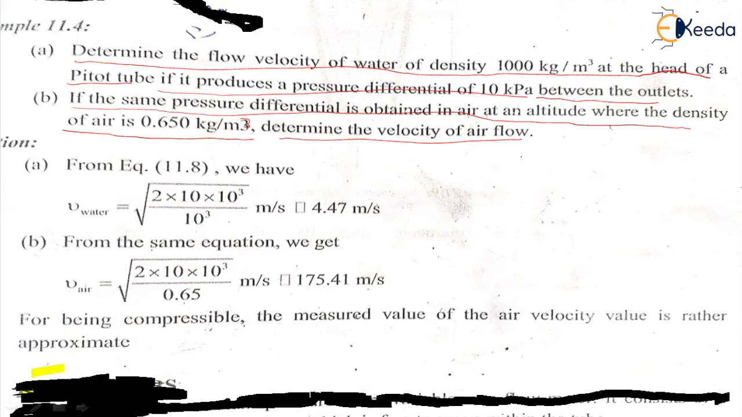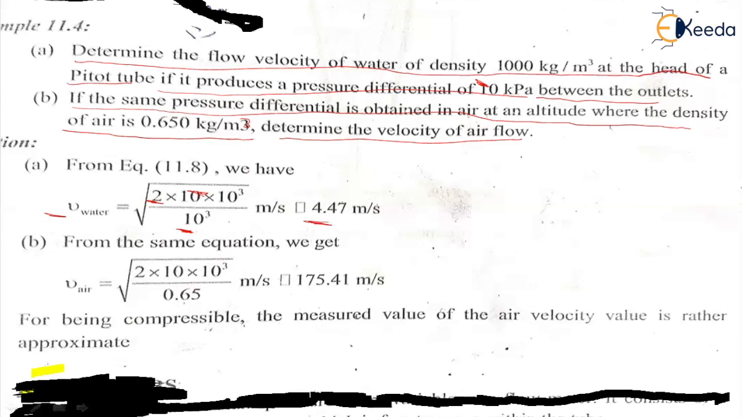First we need to find out the two cases, one in terms of water, one in terms of air. As I told you, the formula for the velocity is equal to the square root of 2 into differential pressure, which is given here as 10 kPa, divided by rho, the density of the water. Then you get 4.47.